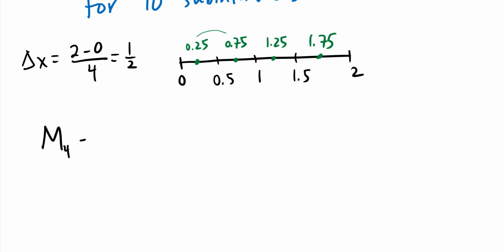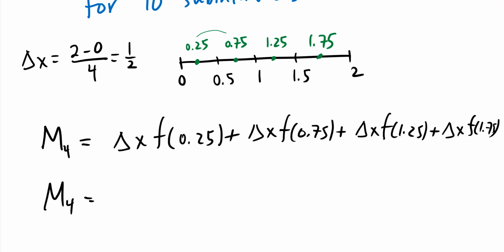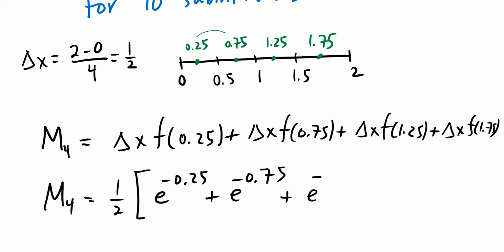So M sub 4 equals, M for the midpoint and 4 for the number of subintervals, which is 4 here. So delta x times f of the first one, 0.25. Delta x times f of 0.75. Delta x times f of 1.25. Delta x times f of 1.75. So M sub 4 equals, we can factor the 1/2 out, which is delta x. F of 0.25 is e to the negative 0.25, e to the negative 0.75, e to the negative 1.25, e to the negative 1.75.